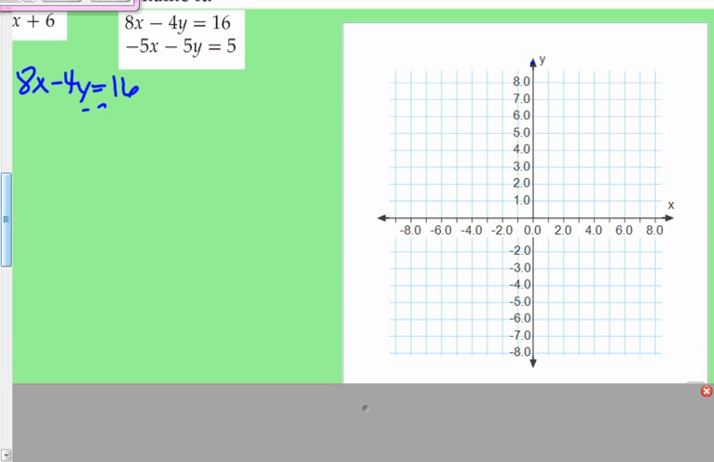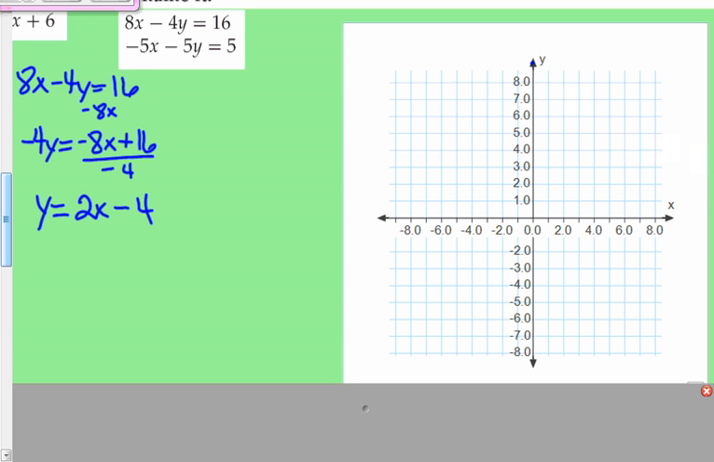We will subtract 8x first, so we'll get negative 4y equals negative 8x plus 16. Then we'll divide by negative 4. Y equals a positive 2x and a negative 4. So here's our first line.